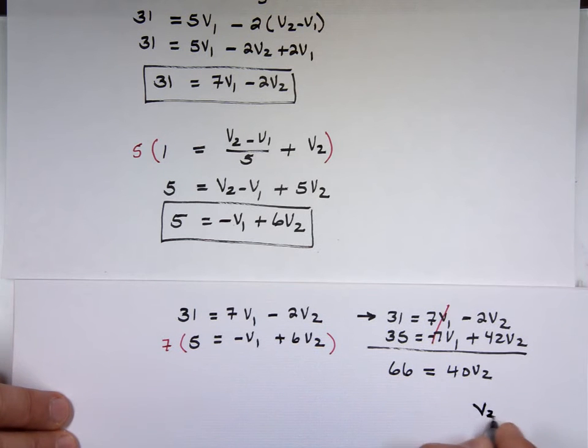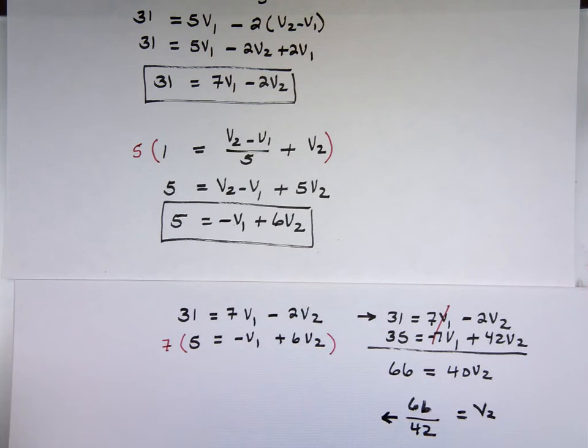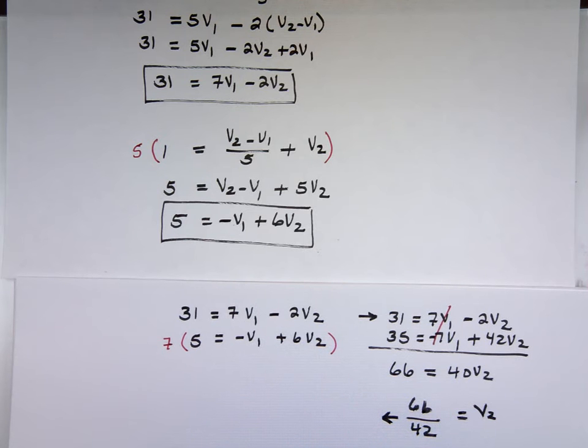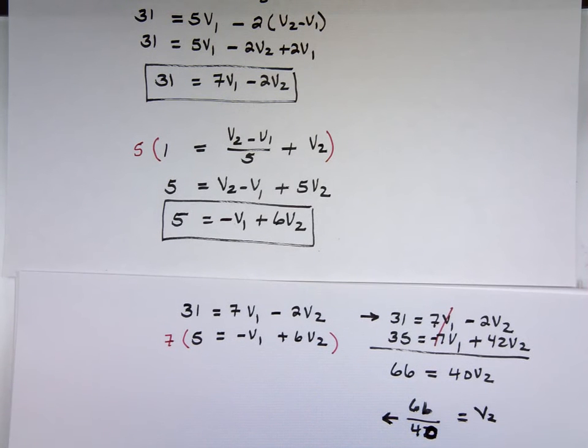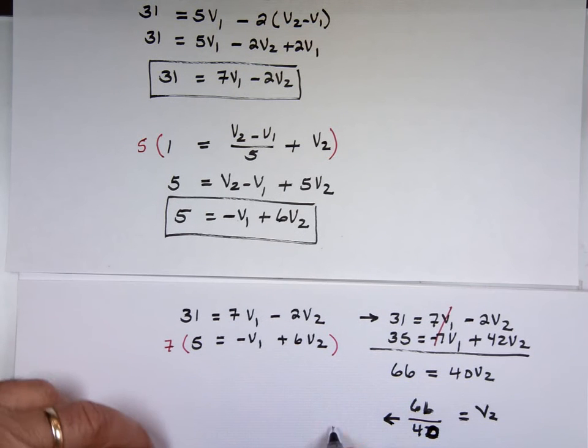V2 equals 66 over 42. Which will be what? I can just use my... 40, over 40. Yeah, thank you, not 42. So 66 divided by 40, 1.65. That's V2.